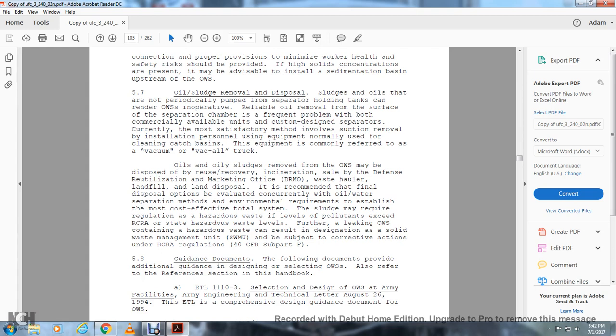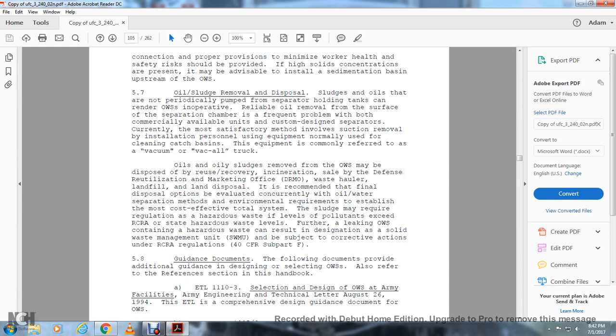The oil waste sediment might be disposed of by reuse, recovery, incineration, sale by the Defense Reutilization and Marketing Office, waste hauler, landfill, or land disposal. The final disposal options should be evaluated concurrently with the oil waste separation methods and environmental requirements to establish the most effective total system. The sludge may require regulation as hazardous waste if the level of the pollutant exceeds the RCRA and state hazardous waste levels.